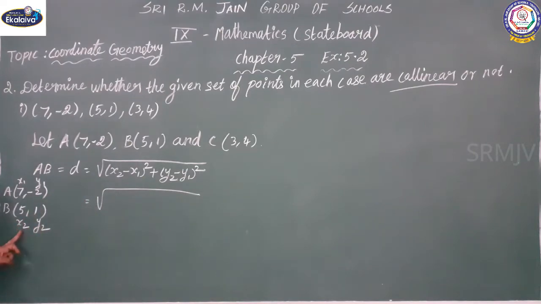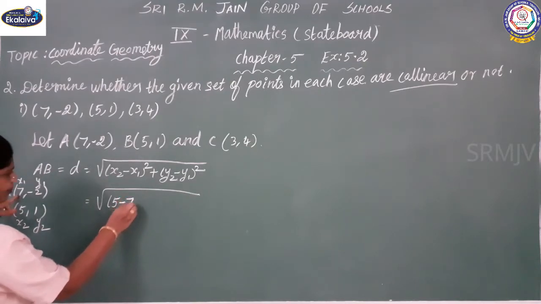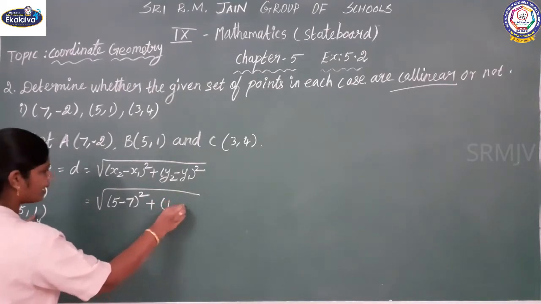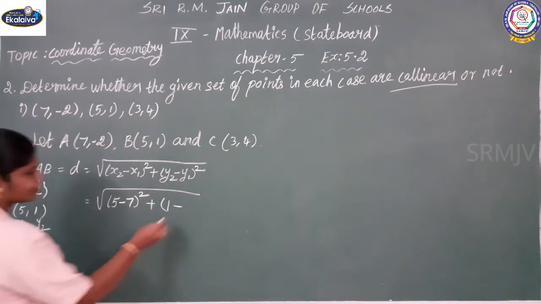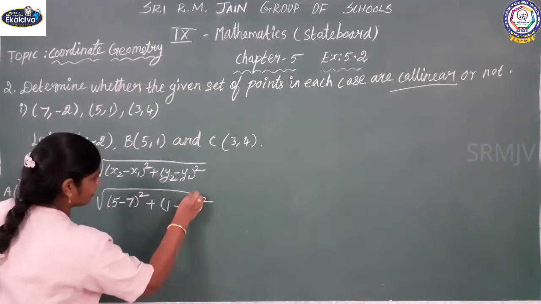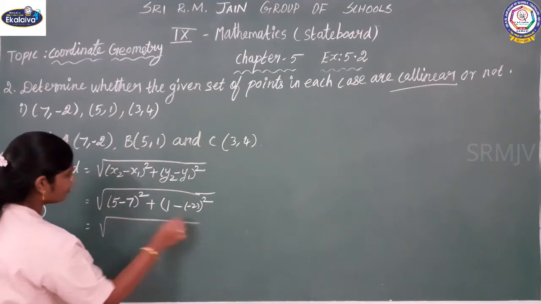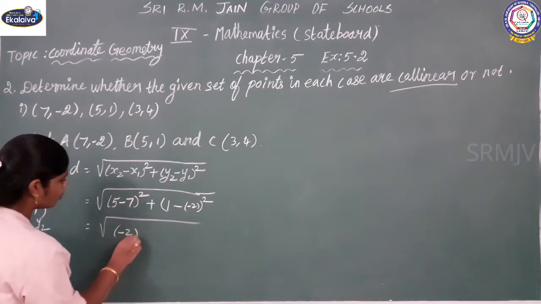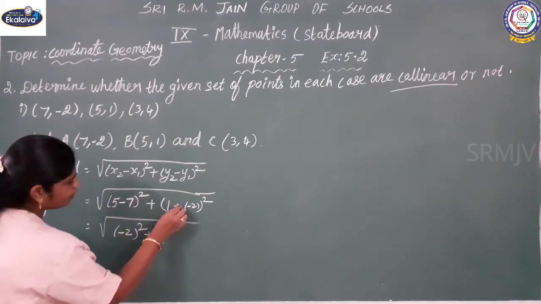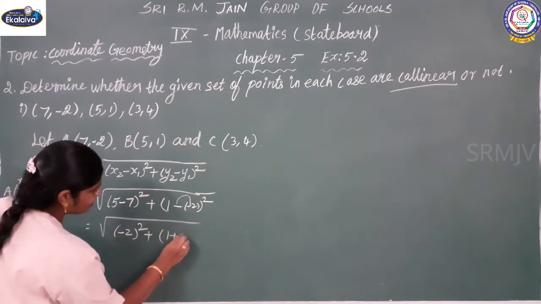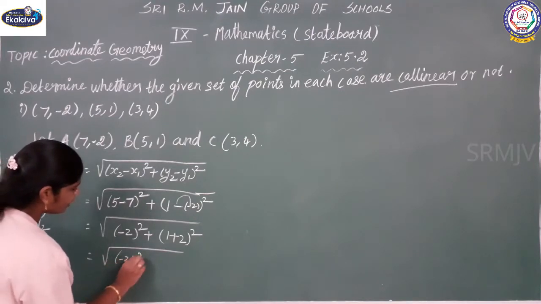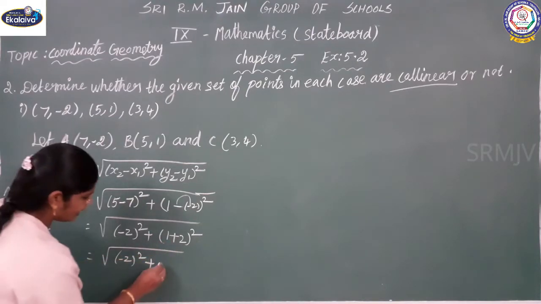x2. What is the x2 value? 5. 5 minus x1, x1 is 7, the whole square, plus y2. y2 is 1 minus y1 value, minus 2, minus 2 the whole square. So 5 minus 7, okay, what will you get? Minus 2. Minus 2 the whole square plus 1 minus into minus plus 2 the whole square. Minus 2 the whole square plus 1 plus 2 is 3. 3 square.